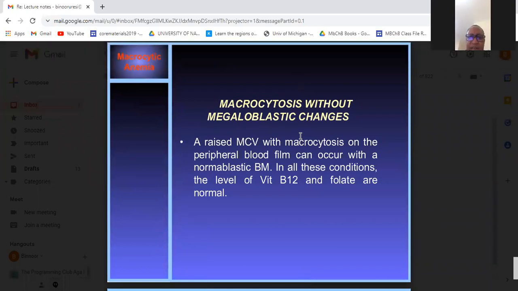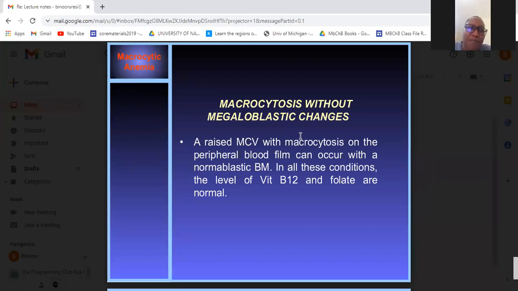Good. So we've talked about megaloblastic anemia. Remember we said that macrocytic anemia is caused by either megaloblastic or non-megaloblastic causes. For the megaloblastic, we talked about B12 and folate, and we described those two, the causes, the deficiencies, and the clinical features. The other type of macrocytosis is without megaloblastic changes. So this one is not affecting the DNA. That's basically what it means.